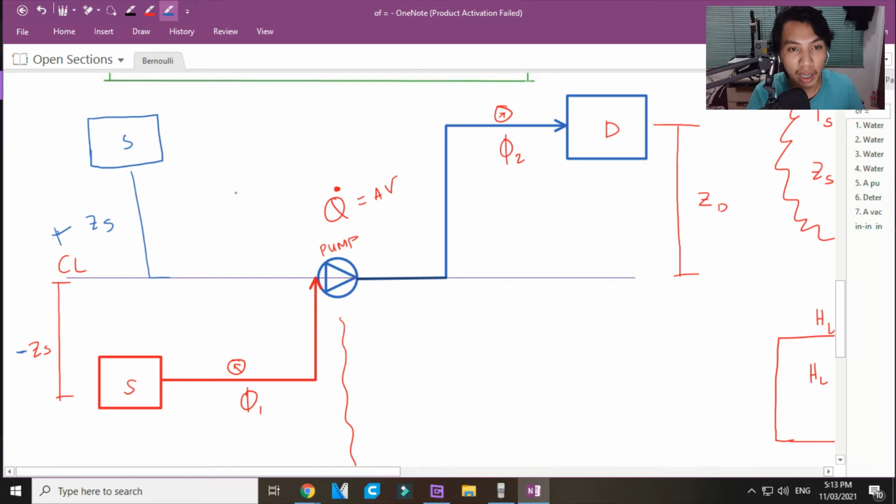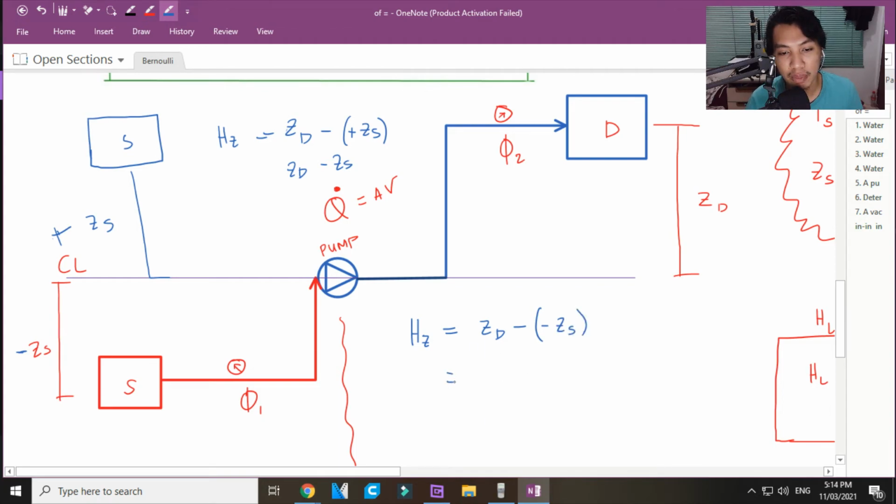Hindi, joke lang. Ang gagawin diyan, ZS, ZD, minus, plus, ZS. Kasi nasa taas yan ng pump center line. Ibig sabihin, yung HZ mo is ganito. Magiging ZD minus ZS. If below the pump center line, yung HZ mo will become ZD minus ZS. O, edi ganito mangyari, ZD plus ZS. Simple, ang paliwanag lang kasi diyan, yan yung total na head na iaakyat ng inyong pump.